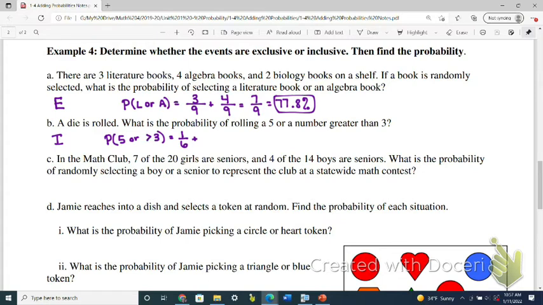So greater than 3 means it can be a 4, a 5, or a 6. So that can happen 3 out of 6 times, minus the probability that it is a 5 that is greater than 3. So how many times does 5 greater than 3 happen? Once. So this is 3 out of 6, which is 50%.